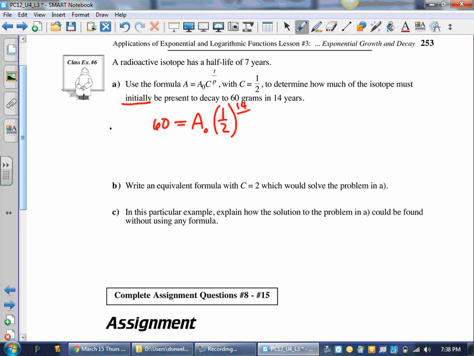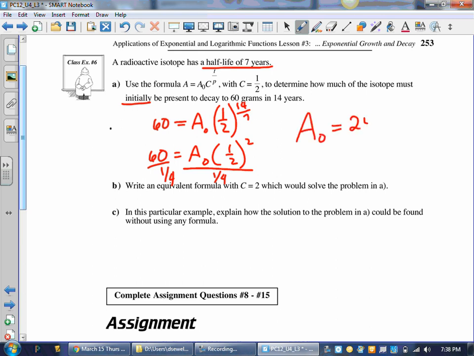But what is the half-life? The half-life is 7 years. So I know it's going to happen twice. 14 over 7. So I go 60 equals A0 times 1/2 to the 2. 1/2 to the 2 is a very nice number. It's 1/4. So I can divide by 1/4 on both sides. Dividing by 1/4 is the same as multiplying by 4. And so the initial amount would have been 240 grams. So that was pretty simple.